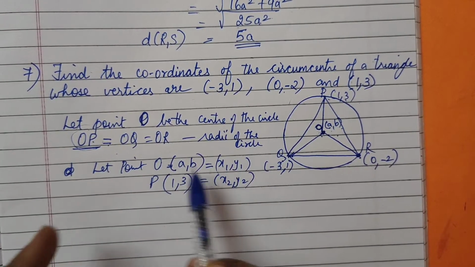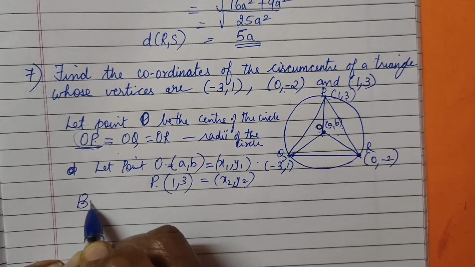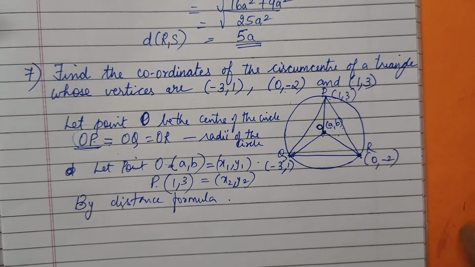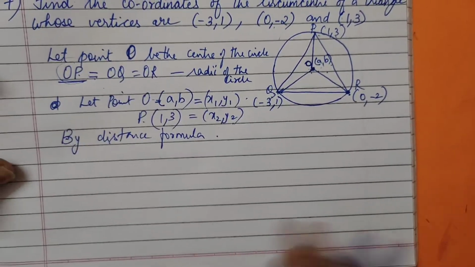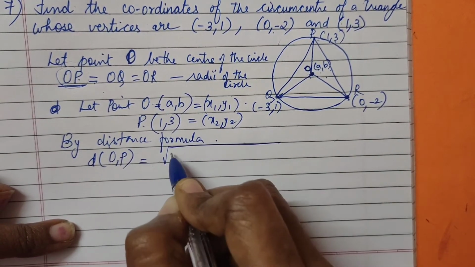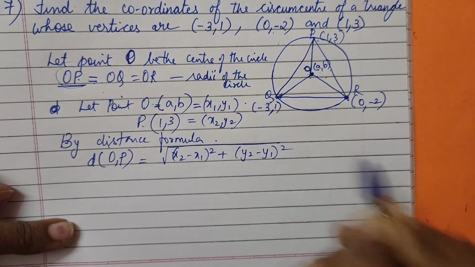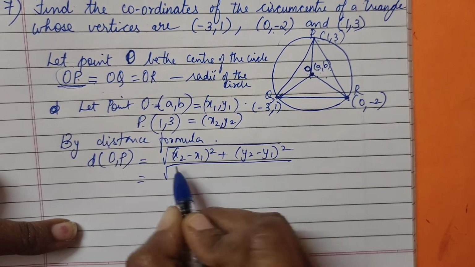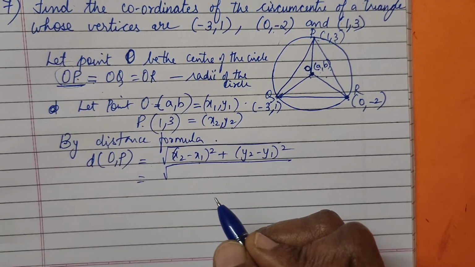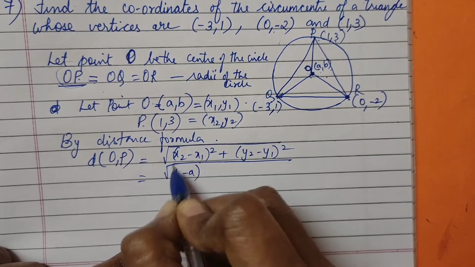So I have separately written the points O and P here. Now I am going to use the distance formula. By the distance formula, the distance OP equals root of (x2 minus x1) the square plus (y2 minus y1) the square. So can I write the next one here? Yes, x2 minus x1, that is 1 minus a. You can put a or a1, that is one and the same here. So I write (1 minus a) the square.